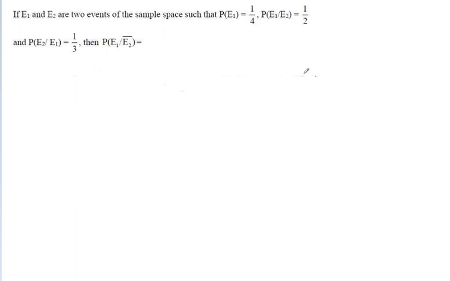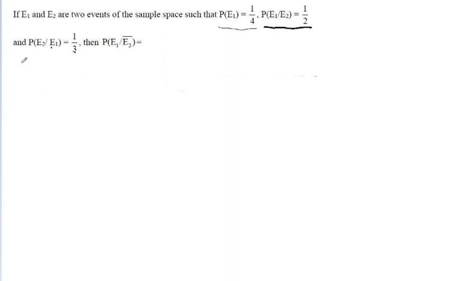If E1, E2 are two events of the sample space such that probability of E1 is equal to 1 by 4, probability of E1 by E2 is 1 by 2, and probability of E2 by E1 is equal to 1 by 3, then we find probability of E1 by E2 bar. Here, given probability of E1 is equal to 1 by 4.